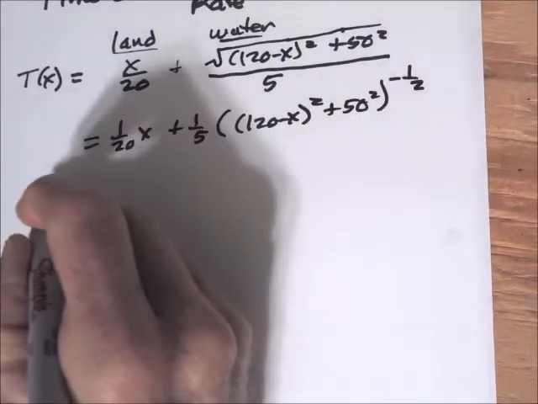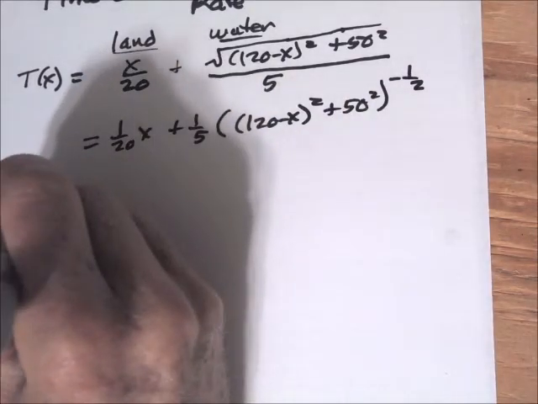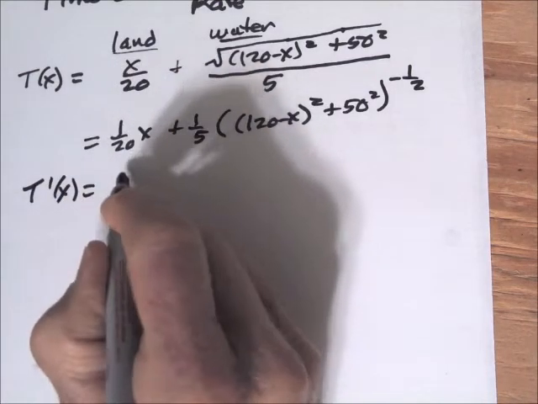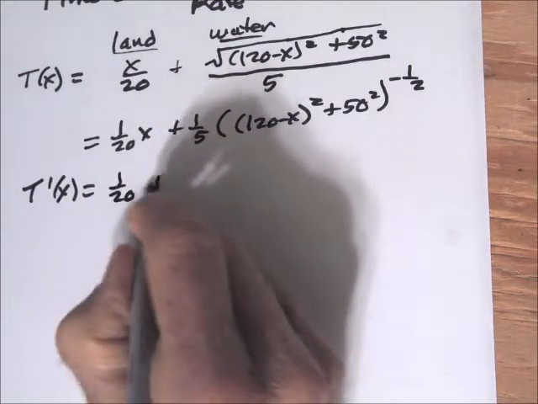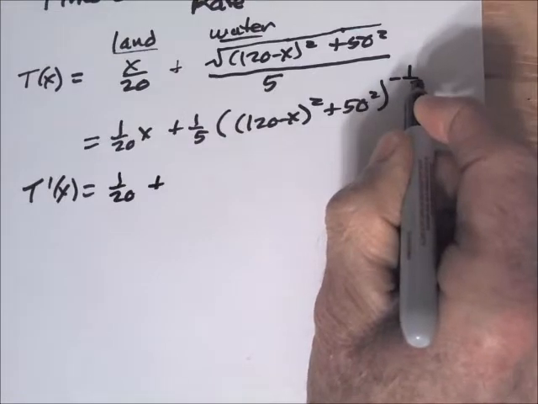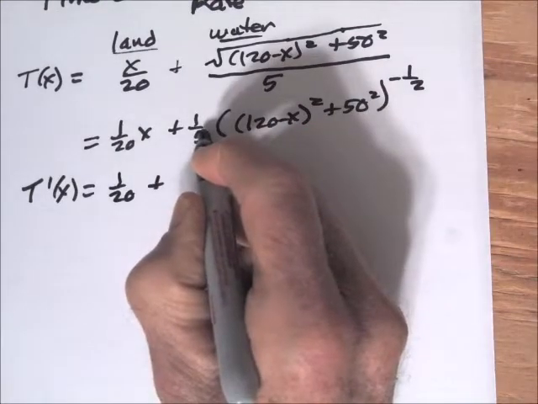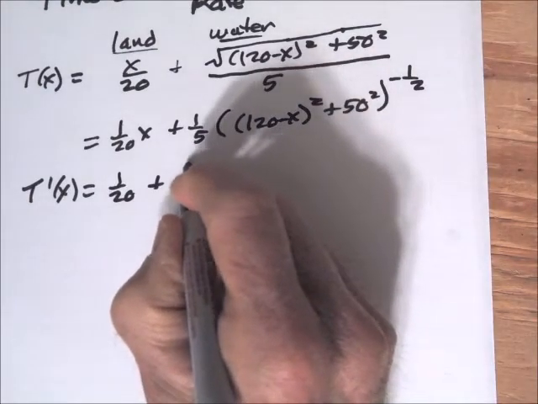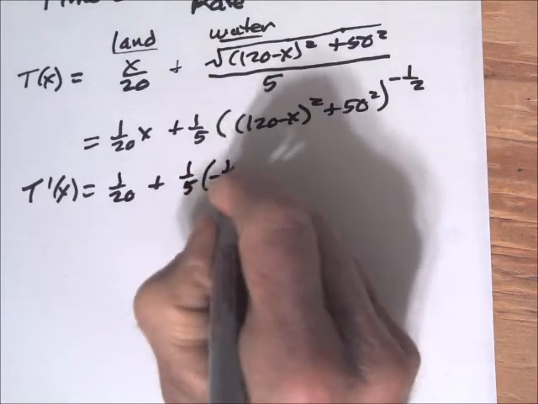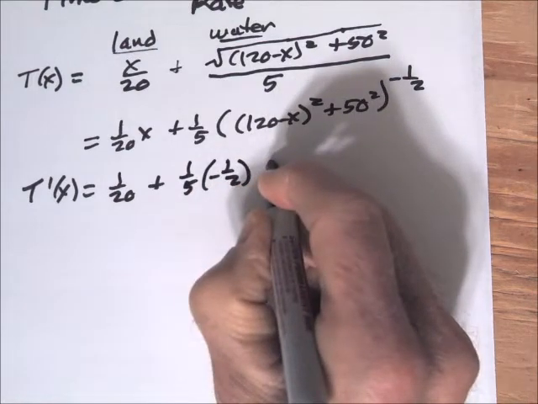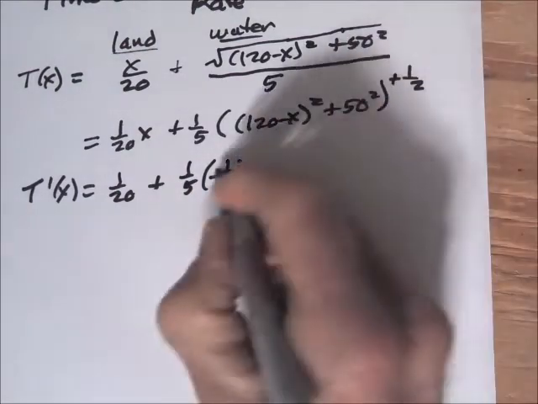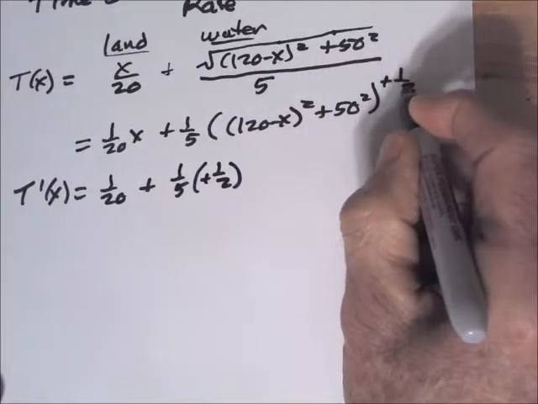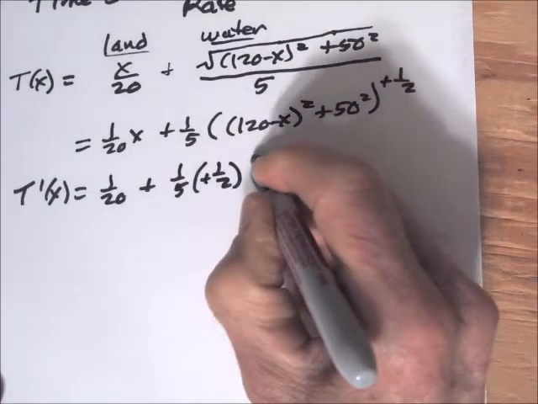And then we want to take the derivative to get the critical numbers. So T prime of x, this first term is just 1 over 20. And then we want to use the power rule, so it'll be 1/5 times 1/2, and the new exponent is going to be negative 1/2.